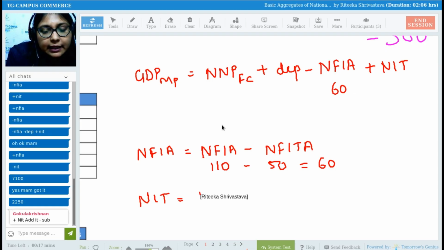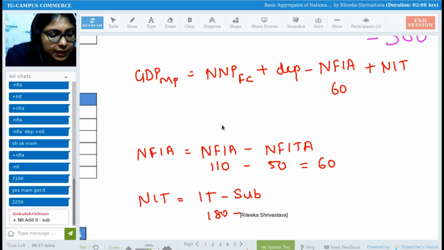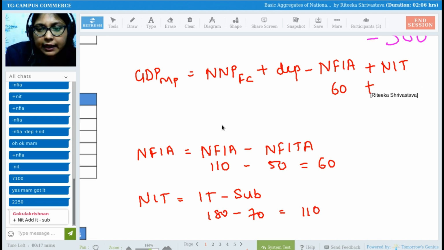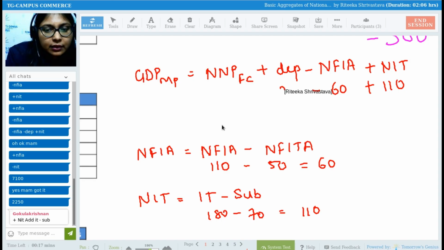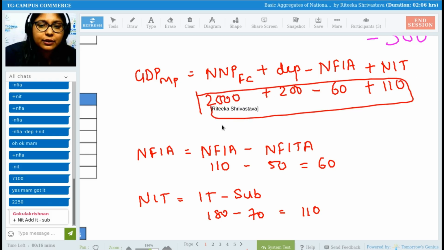The other thing is NIT. The formula for NIT we know: IT minus subsidies. So how much is IT? 180. And how much is subsidies? 70. How much is the total? 110. So we got NIT as 110. Now see, depreciation is given to you in the question. Okay, ma'am. That's it. So you have to find out the value. You will get the answer.